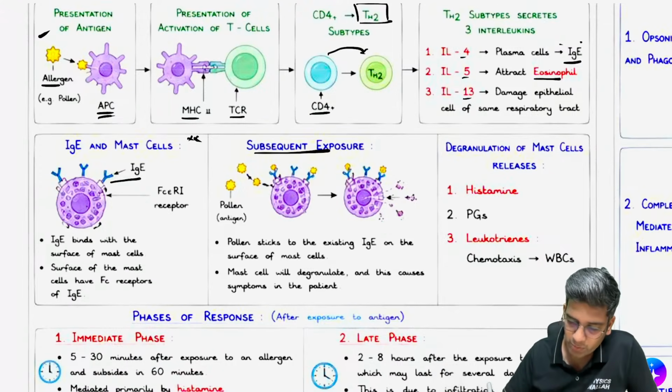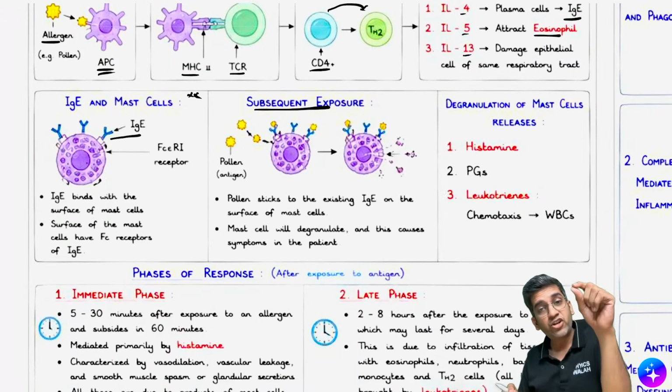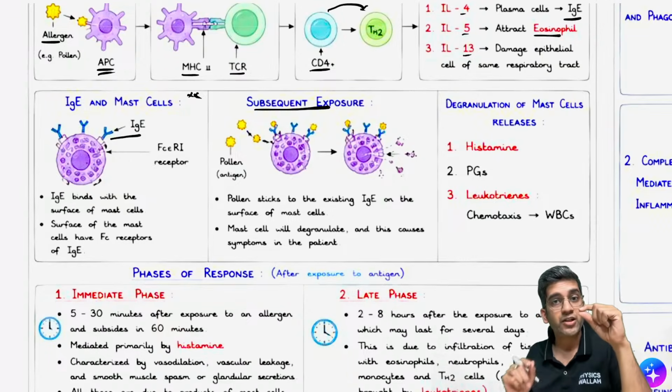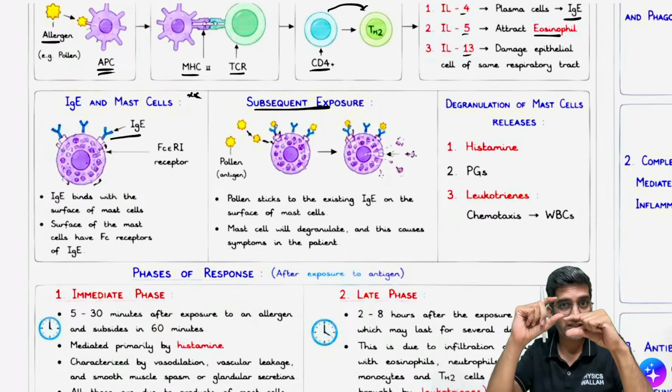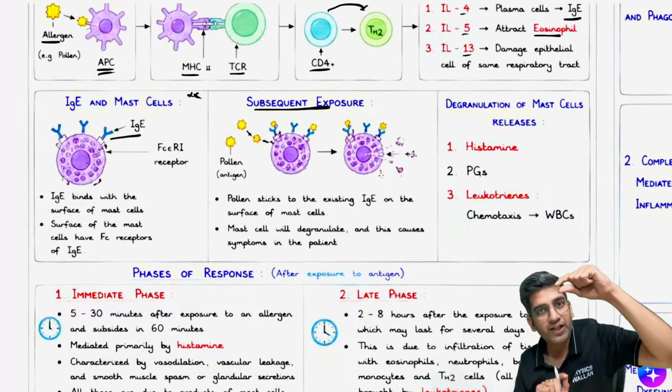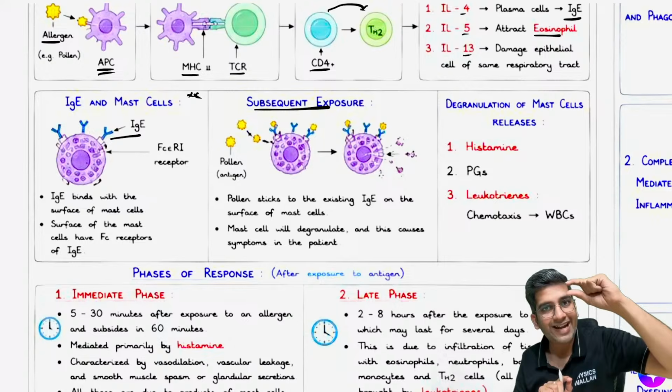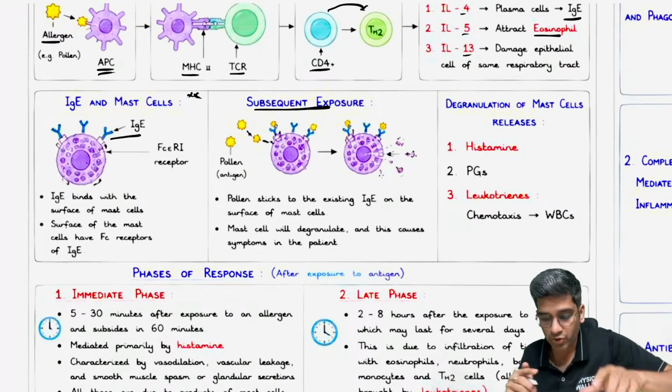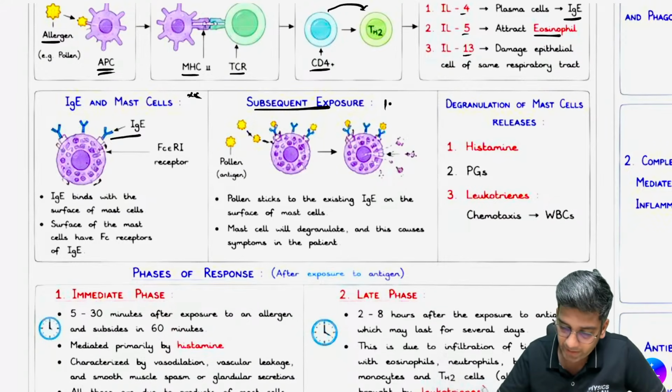So in the subsequent exposure, what happens is the antibody is already there. The antibody and the Fc receptor are bound on the surface of the mast cell. The allergen goes and binds to them, activating the antigen antibody complex only in the subsequent exposure, and that will degranulate, right? The pollen sticks to the existing IgE on the surface of the mast cell, and they degranulate.